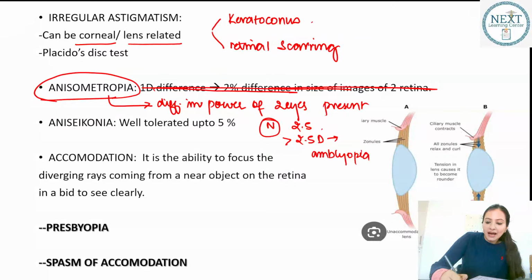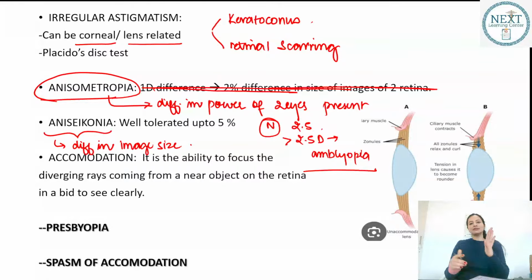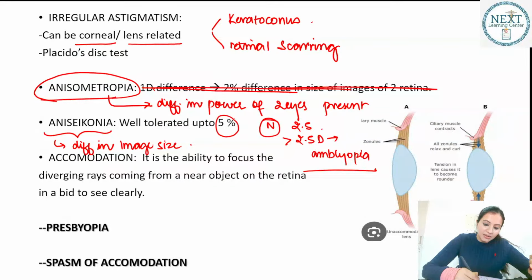Then is anisoconia. Anisoconia is the difference in the image size of the two eyes. Okay, so they say that whenever you are having 1 diopter power difference between the two eyes, that will lead to 2% difference in the image of the two eyes. So for 2.5 diopter, that means our eyes can easily tolerate up to 5 diopters difference in the size of the image. More than that will lead to diplopia and confusion.